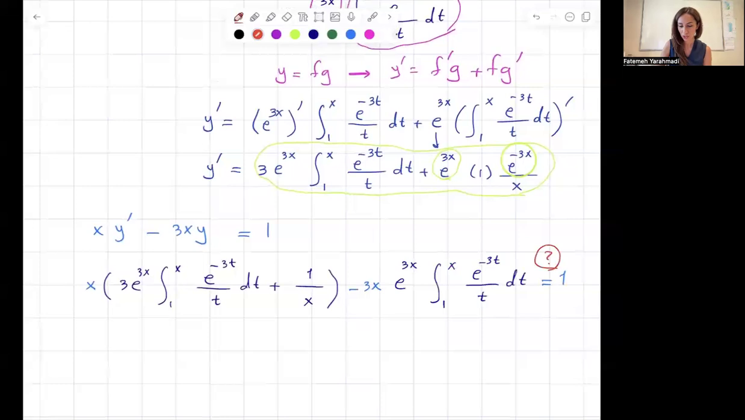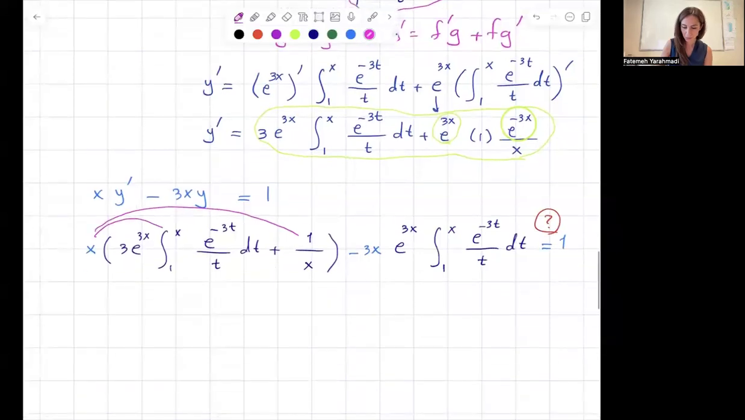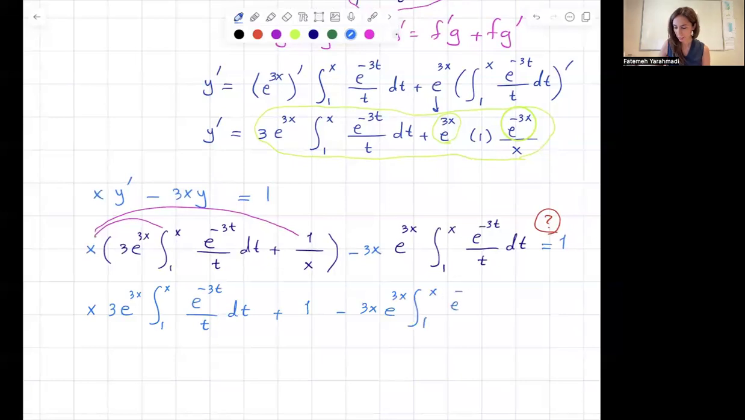So on the left-hand side, if you distribute x into parentheses, it becomes x times 3 e to the power 3x, integral from 1 to x of e to the power negative 3t divided by t dt, plus x divided by x, which is nothing but 1, minus 3x e to the power 3x, integral from 1 to x of e to the power negative 3t divided by t dt. But obviously, these two are opposite of each other. So it gets canceled out. What's left? 1 is left on the left-hand side, which indeed is equal to 1 on the right-hand side.